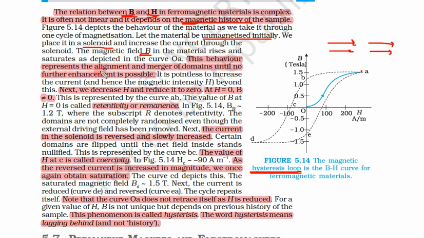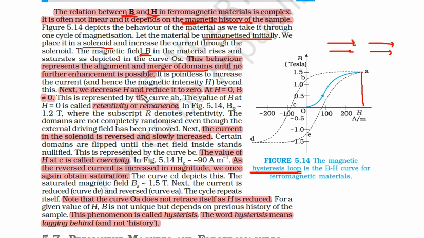This behavior represents the alignment and merger of domains. So there is a merger of domains, that means all domains are in the same direction until no further enhancement is possible. So there is no enhancement possible. It is pointless to increase the current. Even if we increase the current, this will not change, and hence there is no point increasing the magnetic intensity H beyond this point. This is the maximum magnetic field that we can get. We cannot increase the magnetic field just by increasing H.